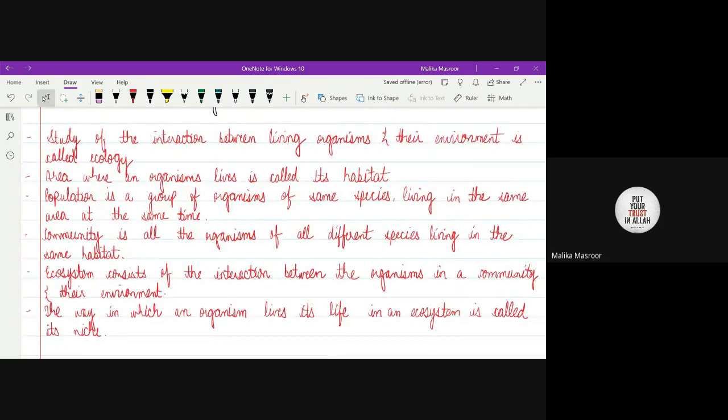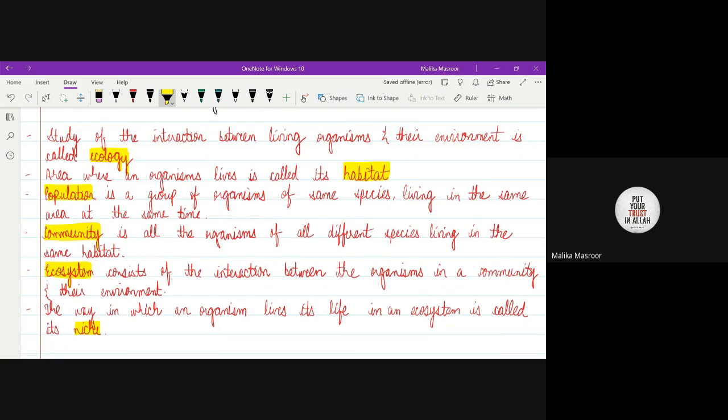Right. So these six terms: ecology, habitat, population, community, ecosystem, niche. These are the basic terms. They can also ask you to define them. They'll maybe give you two or three out of these for a 2 or 3 marker. Just define them in one line. Or you can also use these terms in your answers as well.